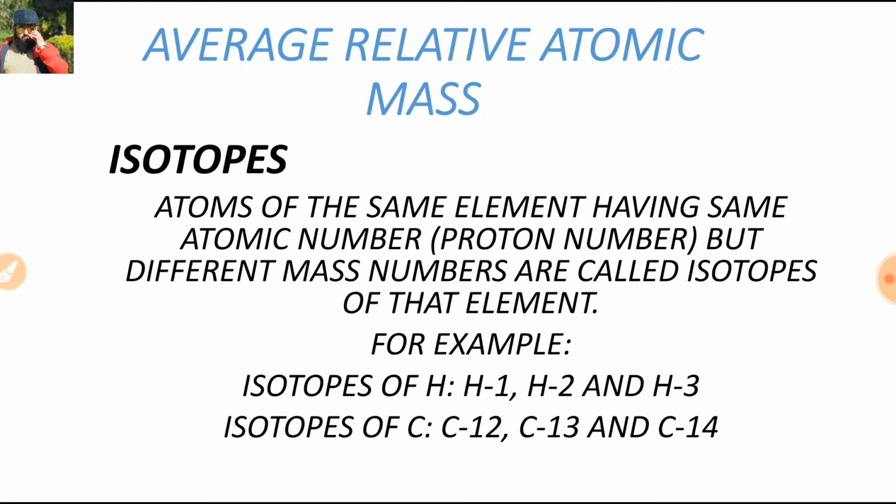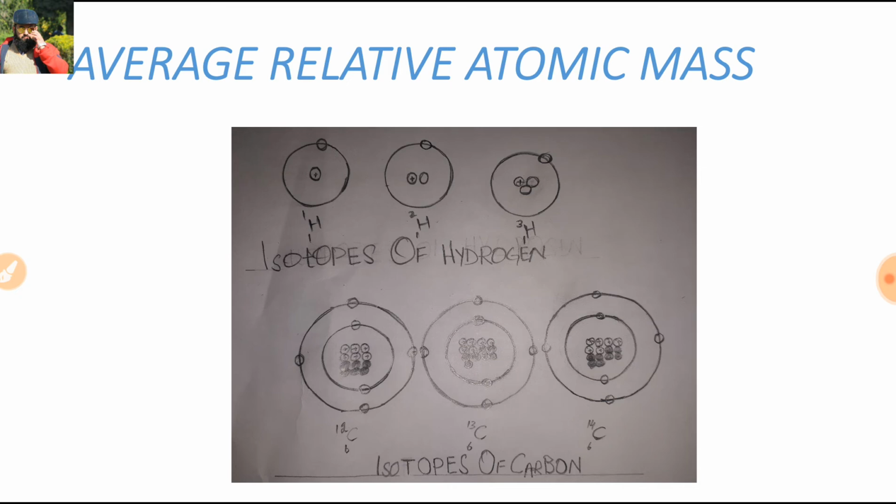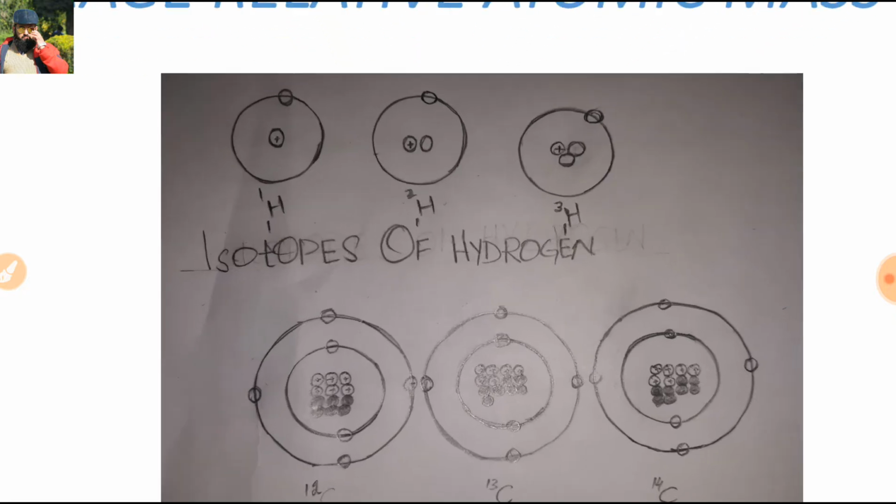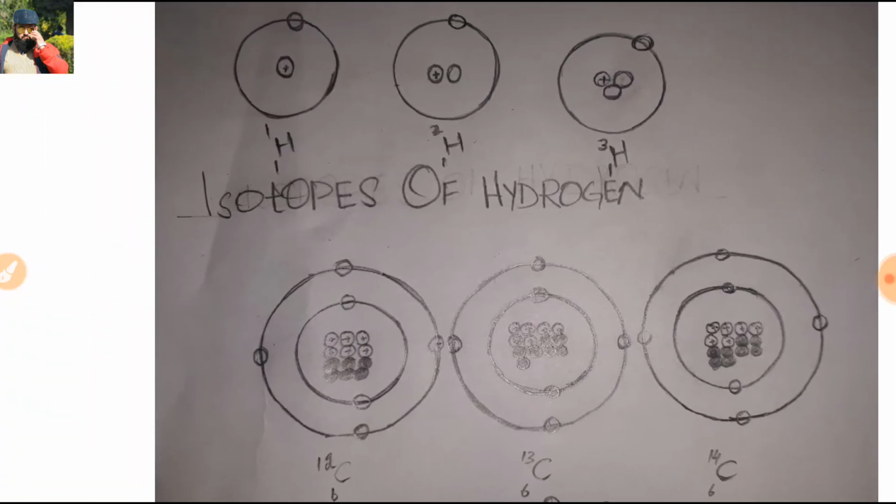What are isotopes? Isotopes are the atoms of the same element having the same atomic number, proton number, but different mass numbers. They are called isotopes of that element. For example, isotopes of hydrogen are H1, H2 and H3. Similarly, isotopes of carbon are C12, C13, C14. So I have depicted here the models of these isotopes of the two elements, namely hydrogen and carbon. Let us zoom in on this picture.